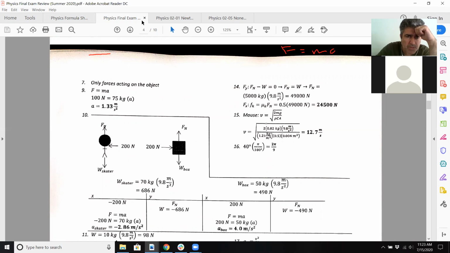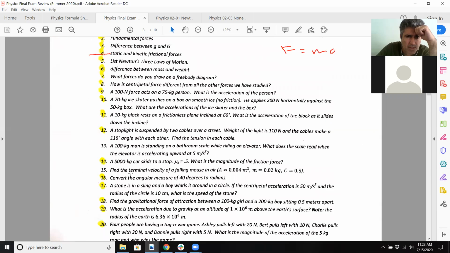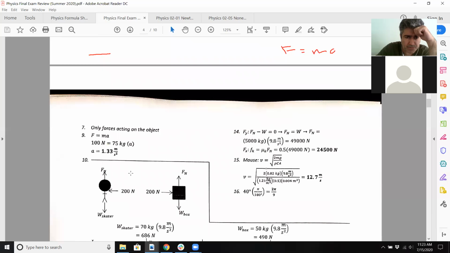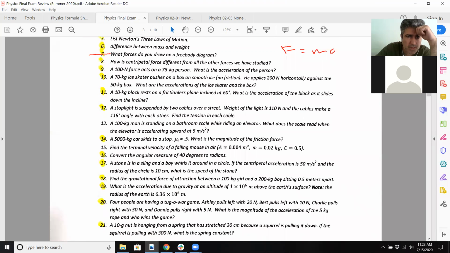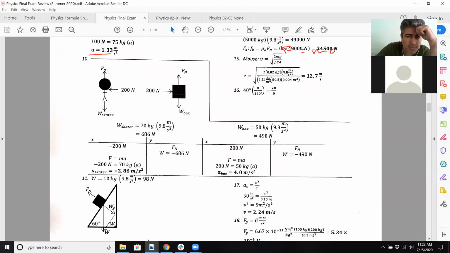Yeah, hold on, let me make sure I'm reading this carefully. What's going on for 10 again? Okay. So you do have the weight of the skater, and you do have the weight of the box itself. And I suppose the skater, does it move? Hold on a sec, let me look at this one more time. Yeah, it does move, obviously.